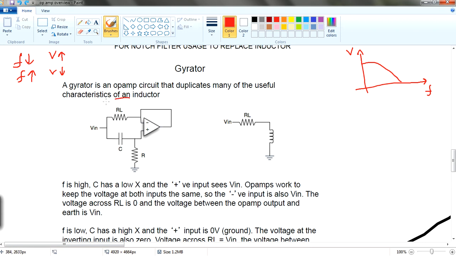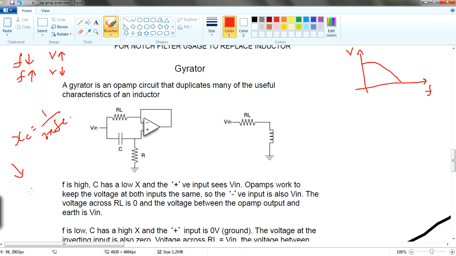So how does this gyrator work? This gyrator has to exhibit this type of trend in order to have a low pass, because it is trying to simulate a low pass filter. In this case, you are replacing the inductor with a capacitor connected in this manner. So Xc is equal to 1 over 2 pi Fc, right? If your frequency decreases, let's decrease first.